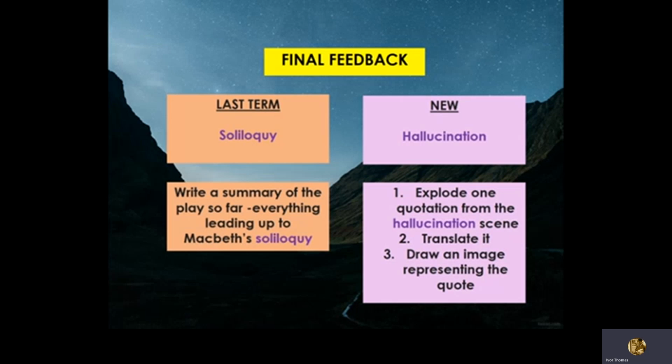So I'm going to give you the questions now so you know what to look out for as we progress through the lesson. The first thing to do is to write a summary of the play so far. This is to help your memory by remembering what's happened ever since Act 1, Scene 1. If you've forgotten what's happened since that stage, have a look at the video summaries on YouTube. Then we'd like you to find one quotation from what's called the hallucination scene coming up. You're to explode that quotation, translate it into modern English, and then simply draw an image representing it.